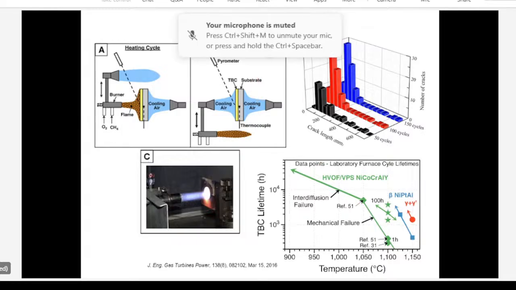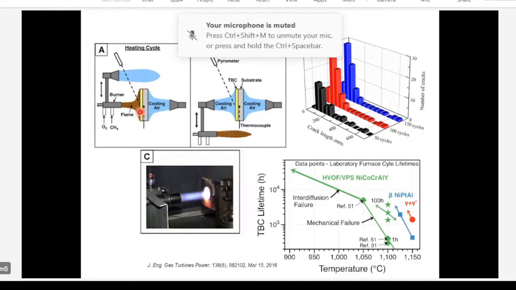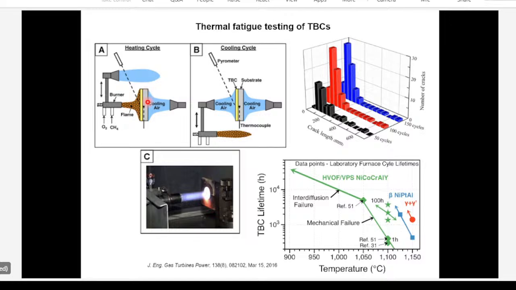This is how thermal fatigue properties are tested for thermal barrier coatings on turbine blades. This is one version of a General Electric's thermal fatigue test. So this is the workpiece or substrate, and the yellow thing is the coating, the thermal spray coatings. So this is the actual workpiece with the coating on it.